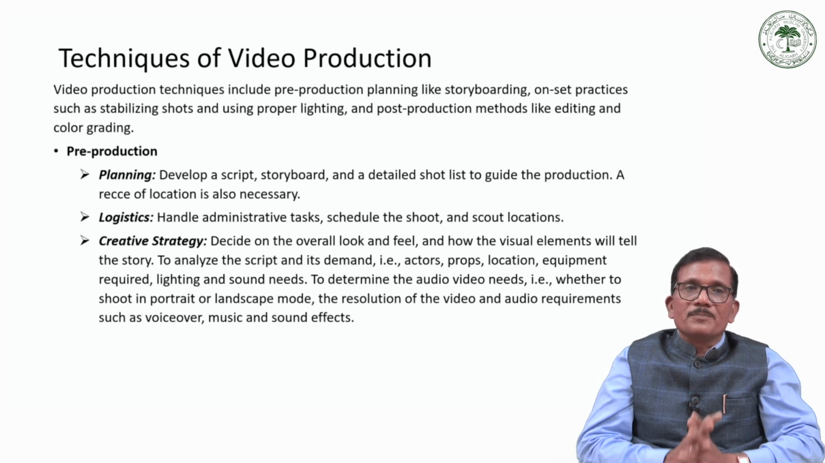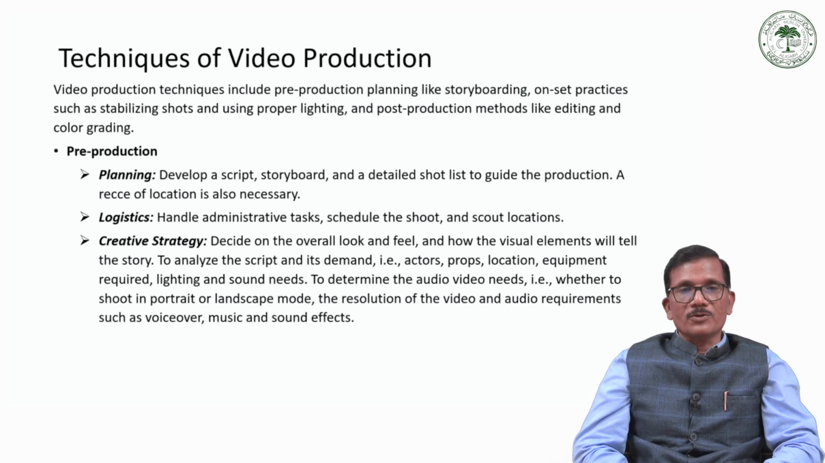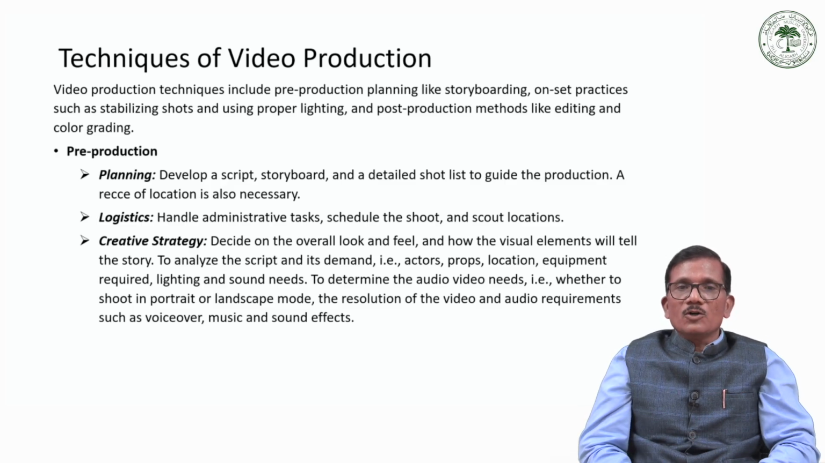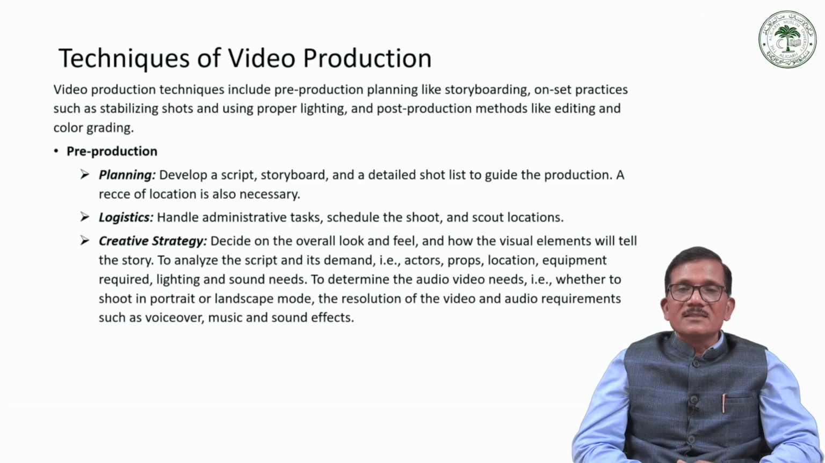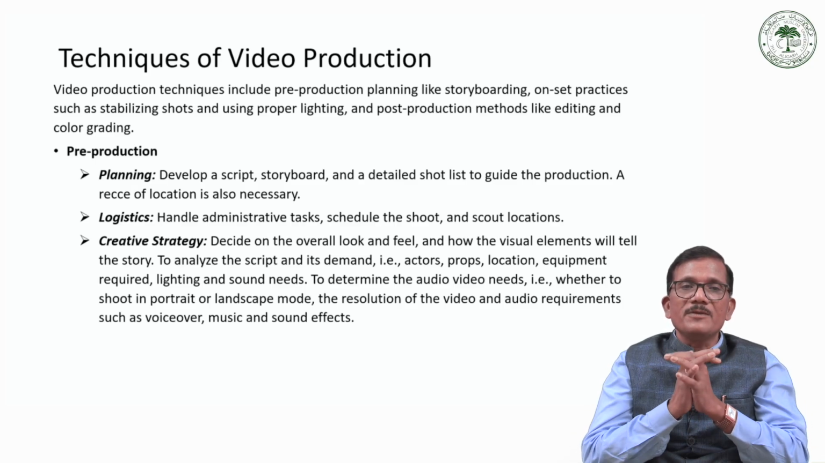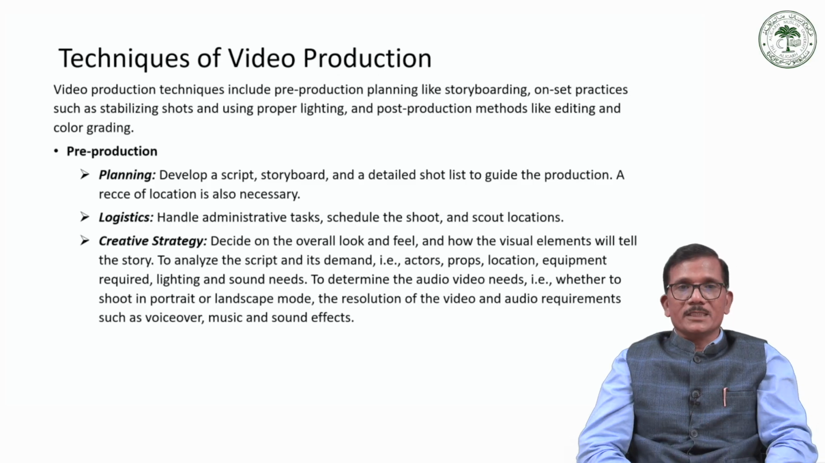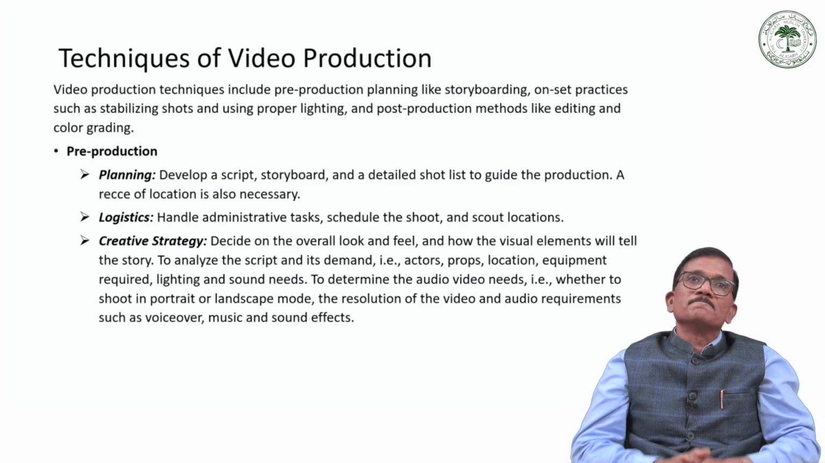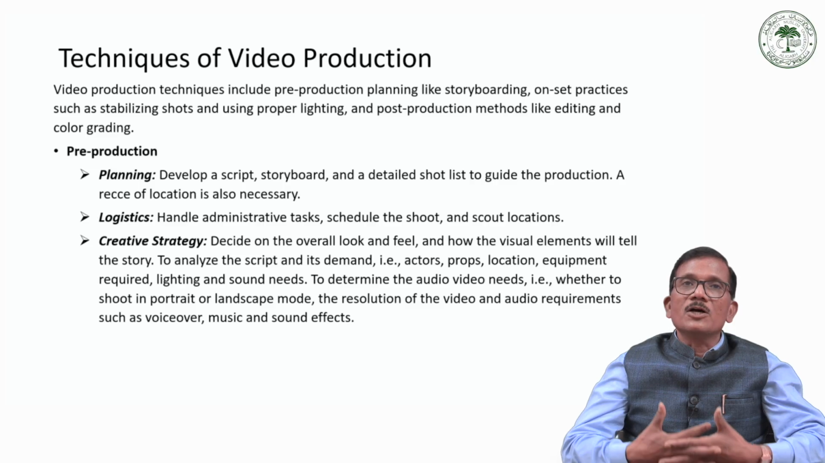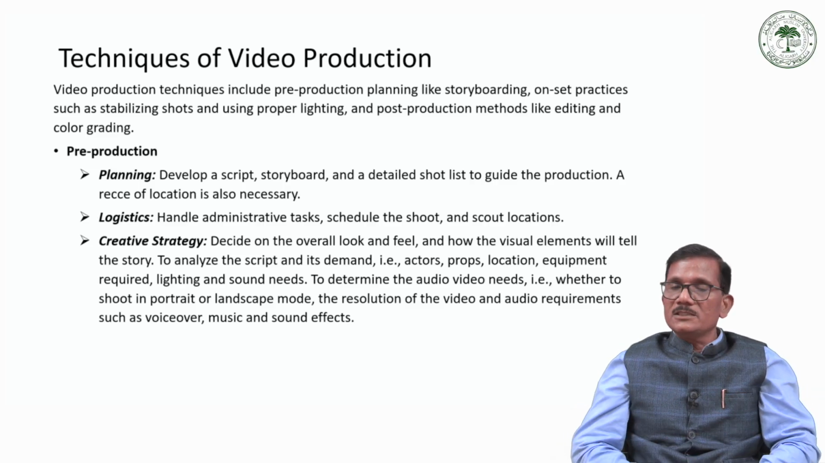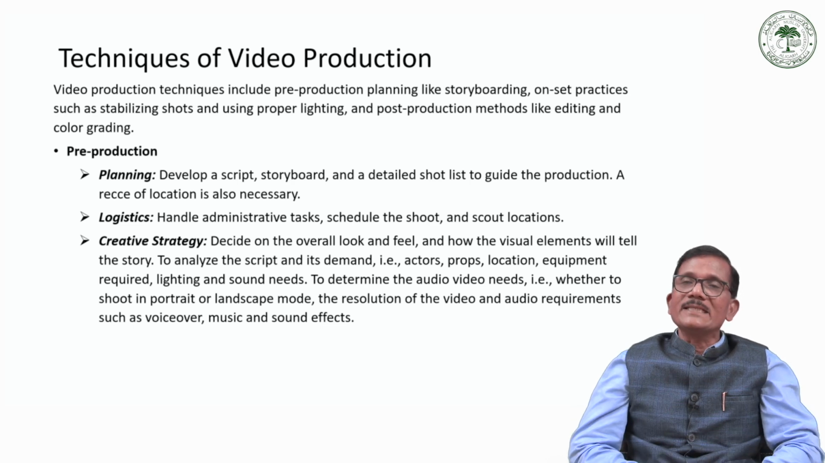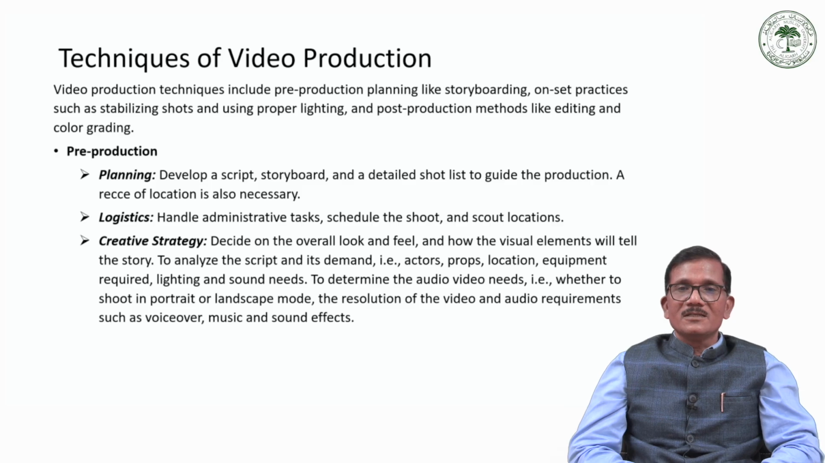A third part of the pre-production planning is creative strategy. Deciding on the overall look and feel and how the visual elements will tell the story. So advanced visualization of the story in terms of the visuals planned, in terms of the locations identified, is a very vital aspect of pre-production planning to ensure that the production will be of a desired quality.